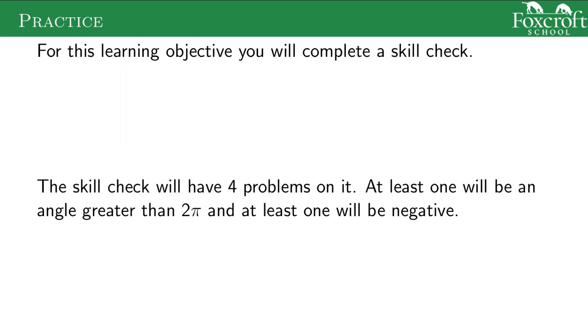All right, so for this learning objective, you're going to do a skill check. The skill check is going to have 4 problems on it, where you define what quadrant each angle is in. At least one is going to be a number bigger than 2 pi, where you just subtract 2 pi to get to a smaller angle. And one is going to be negative, where you have to add 2 pi to get to a positive angle. If you can do all the problems in this video or on the practice sheet, you'll be able to do the skill check.